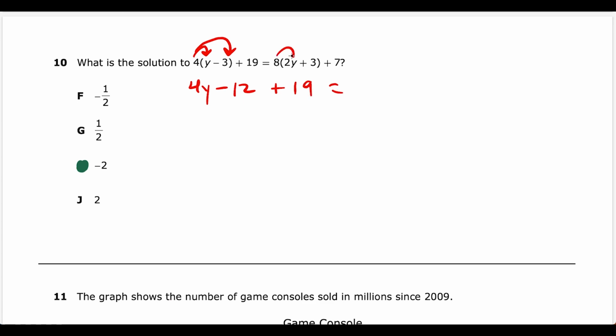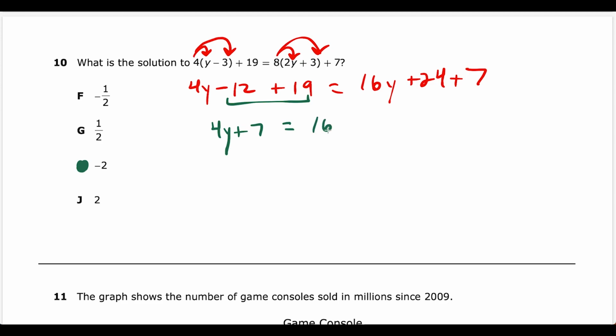And this is equal to, we have 8 times 2y is 16y, and then we have 8 times 3 is 24. And we're tacking on a plus 7 at the end because that's just outside the parentheses. Now here I would combine like terms. -12 plus 9 is going to give you 7, and we have 4y still. And then on the right side of the equal sign, we have 16y, and then 24 plus 7 is 31.